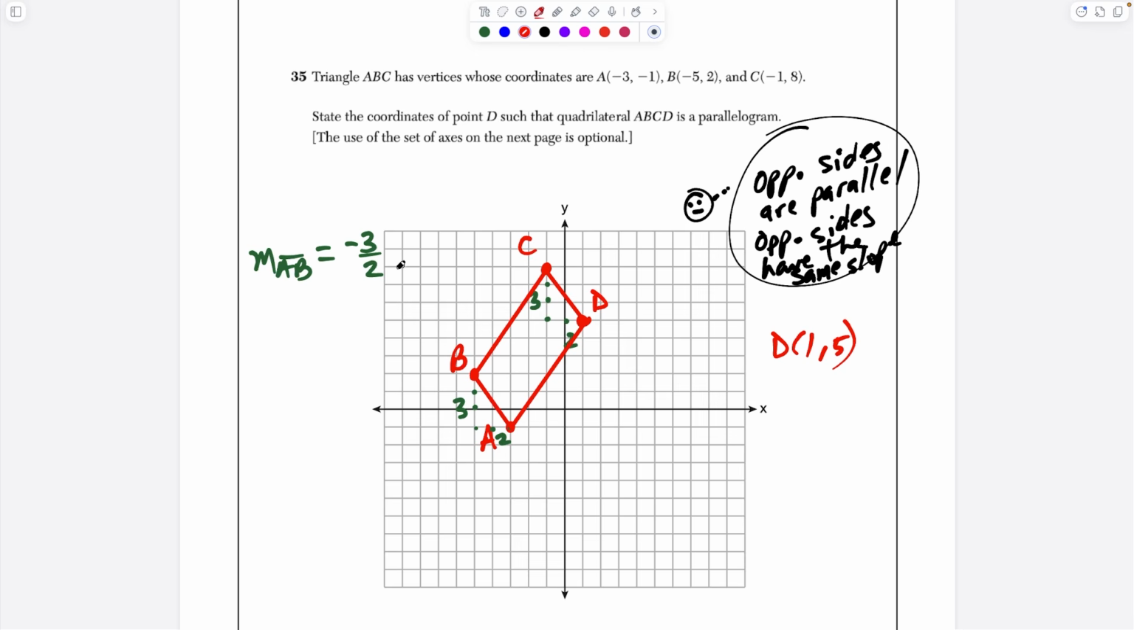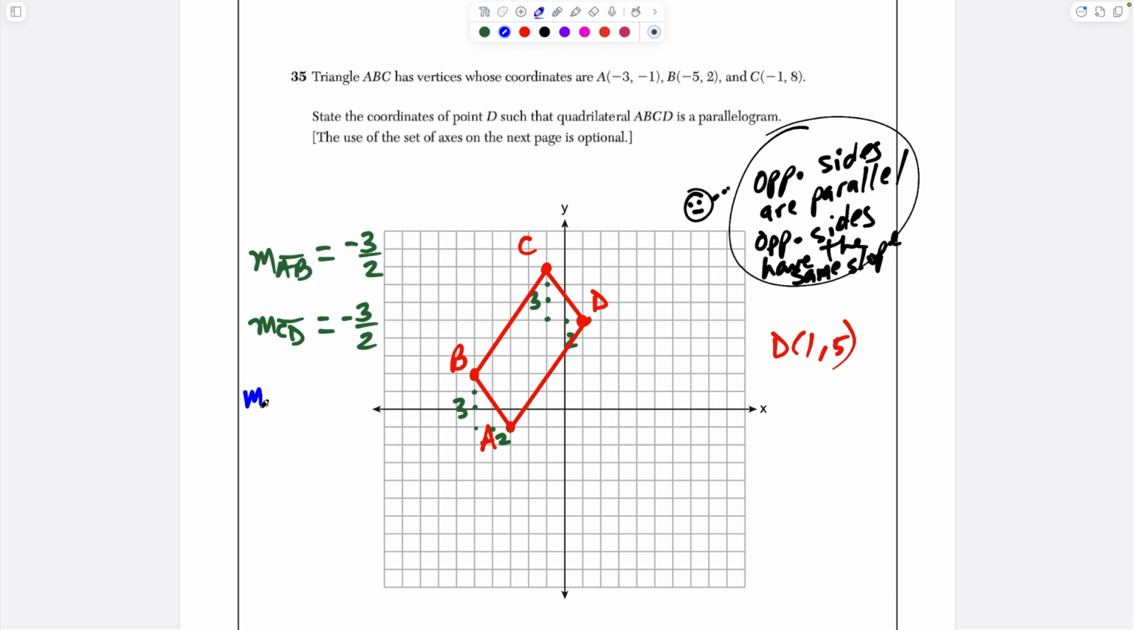So we have over here the slope of CD. Let me write this out here in matching color. The slope of CD, I showed the work on the graph here by going down 3 over 2 like this, is -3 halves. But then I'm going to find the slope of the other two sides.